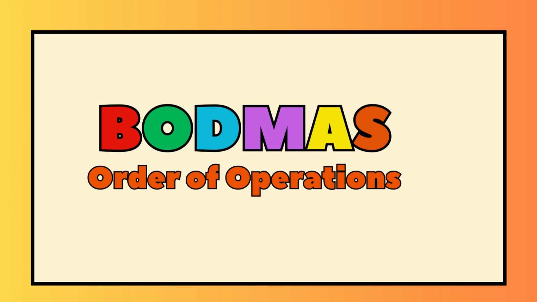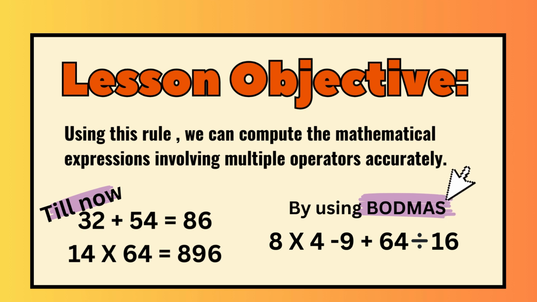In this video, let's learn all about BODMAS rule. As shown on the screen, till now we have solved problems involving only one type of operation, that is either addition or subtraction or division or multiplication. But as shown on the screen on the right hand side, what do we do if a problem involves two or more operations together? By the end of this video, you will be able to solve these kind of expressions which involve two or more operators by using BODMAS rule.